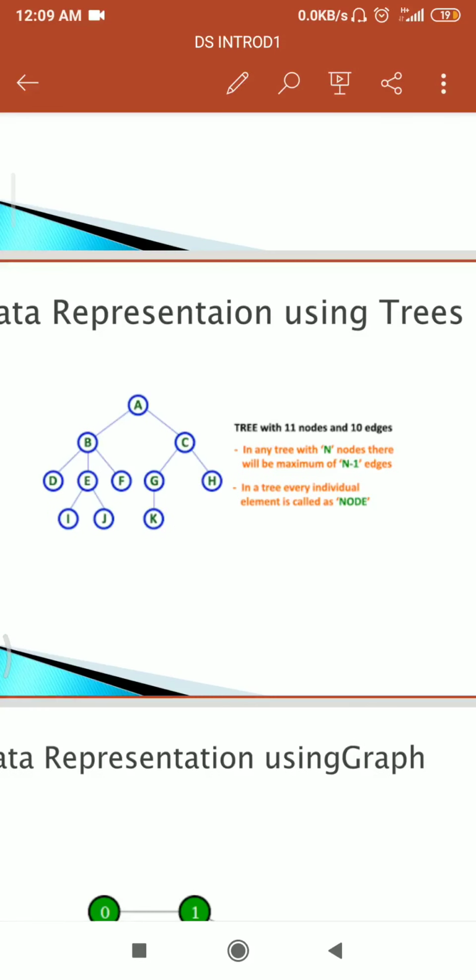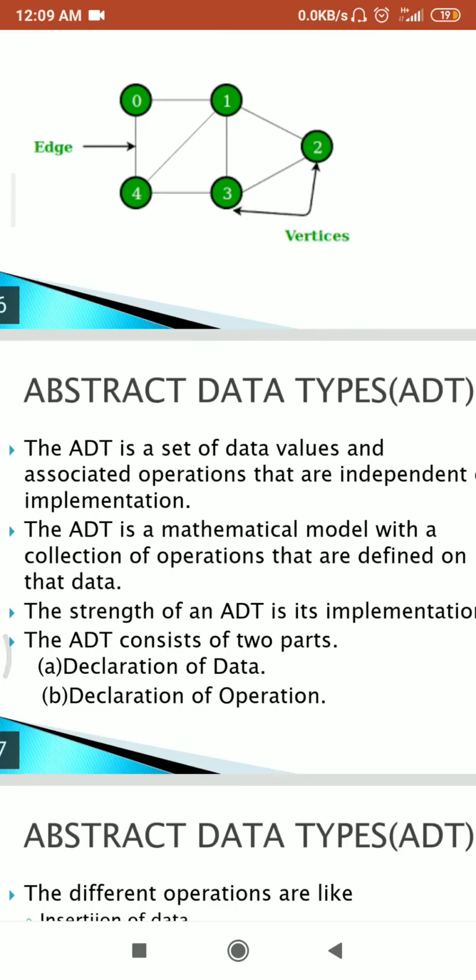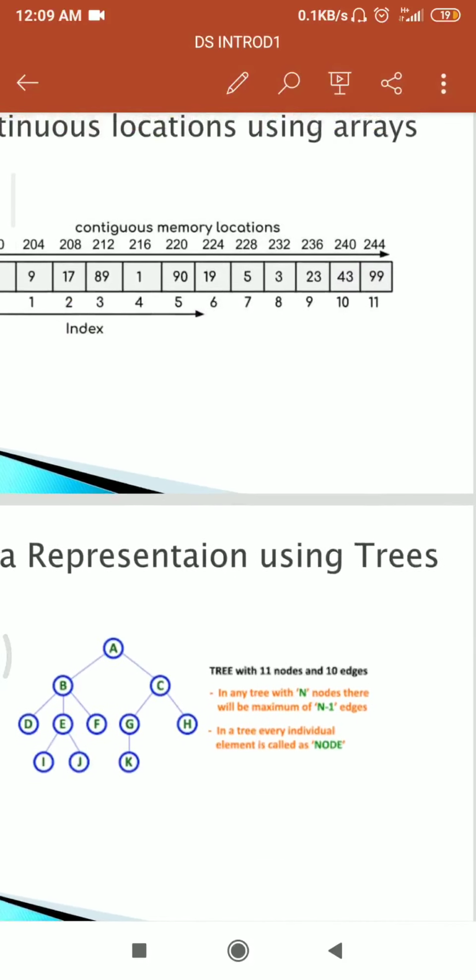In the tree, it might be just like a parent hierarchy: parent, children, and children's children, just like siblings. The data will be stored that way, even though these will be linked together. Okay, so this is the basic representation of data.